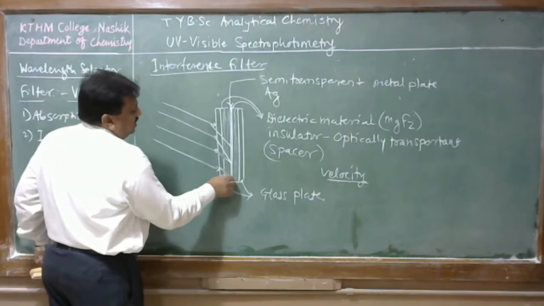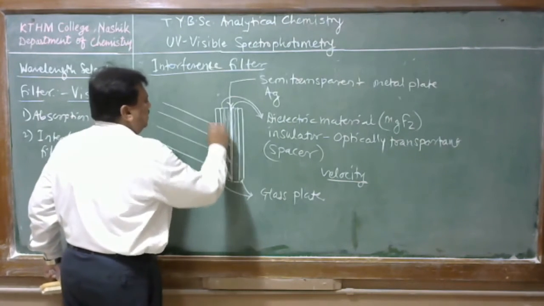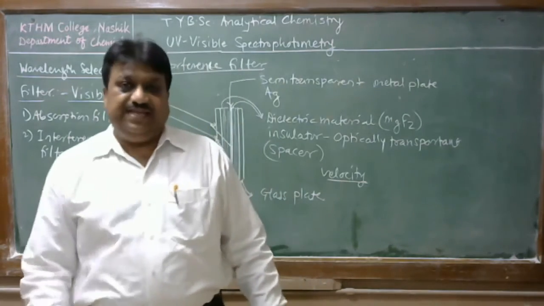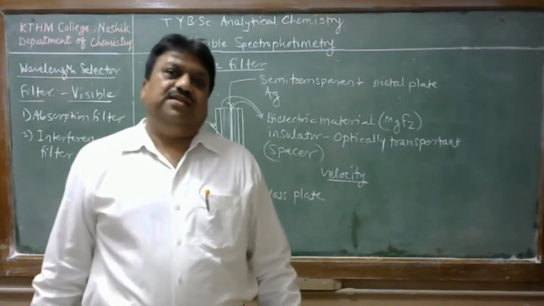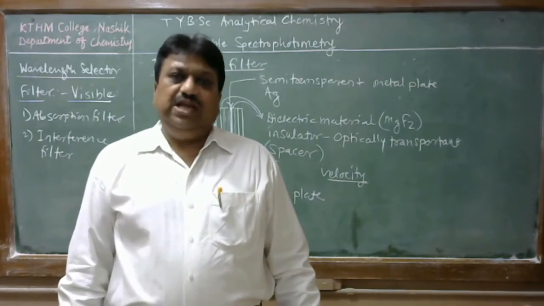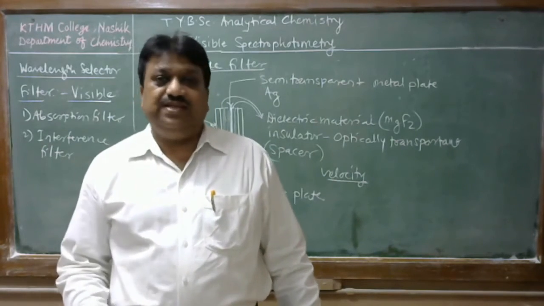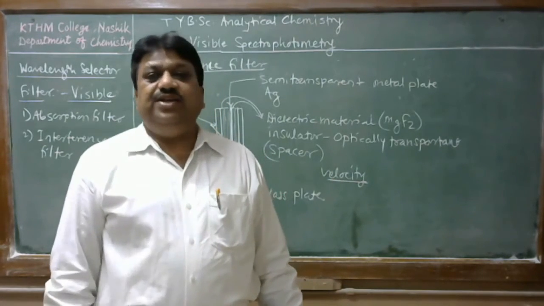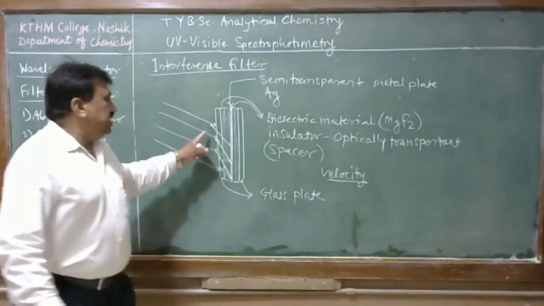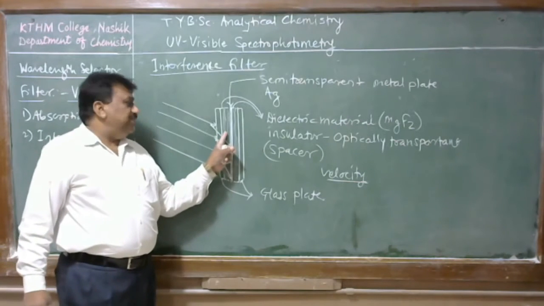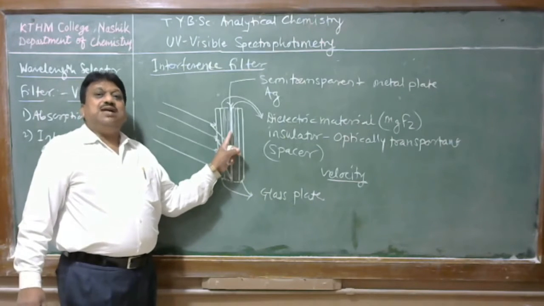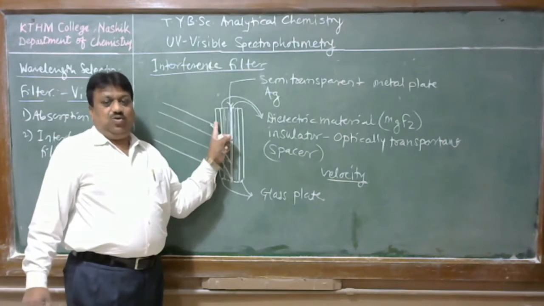Therefore, here some radiations are reflected back, and when this reflection is in phase, the amplitude of the incident radiation is increased, and when this reflection is out of phase, the amplitude of the incident radiation vanishes and there is no wave. That means this spacer changes the velocity of the radiation, and when radiation reaches this metal plate, some radiations are reflected, not total.